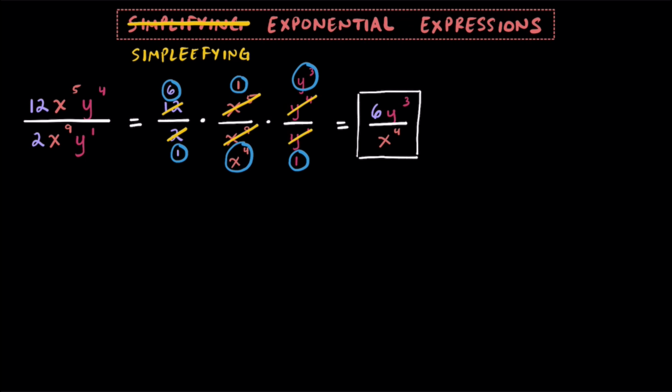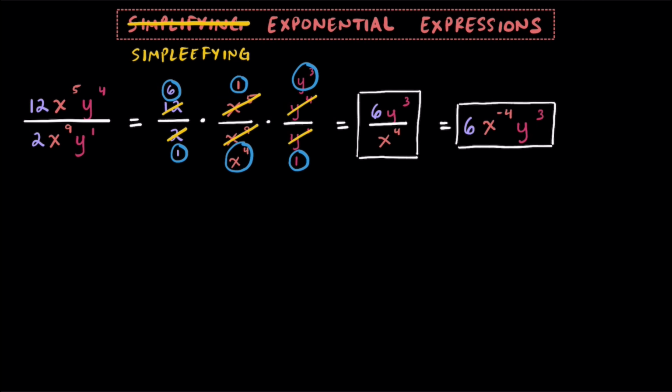Now, while this is the most simplified expression using a fraction bar and positive exponents, if we wanted to rewrite this using negative exponents and no fraction bar, we would have the 6 first. The x to the 4th power on bottom is going to move up and become x to the negative 4th power, and we'll be left with this y to the 3rd power as well. So this expression is equivalent to the one we just wrote, only it doesn't have a fraction bar, but it does allow negative exponents.